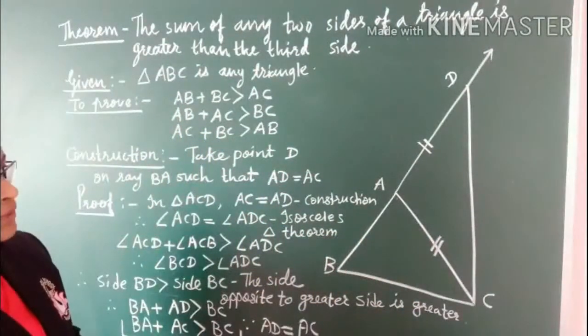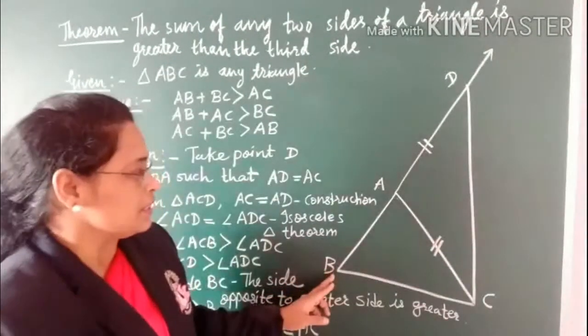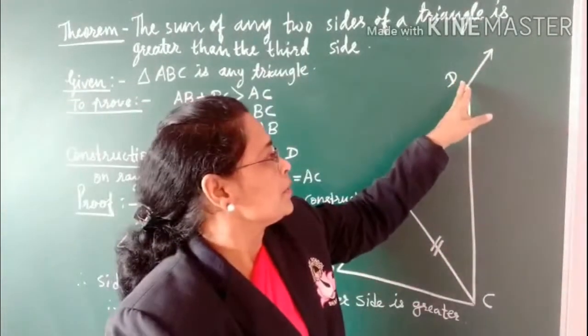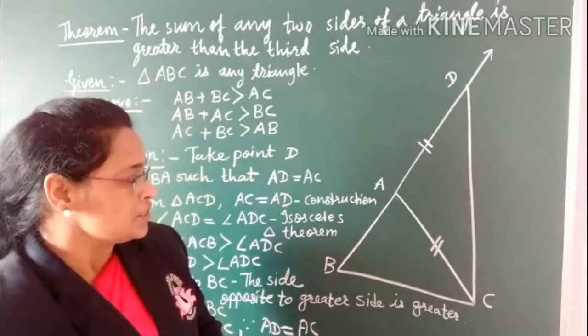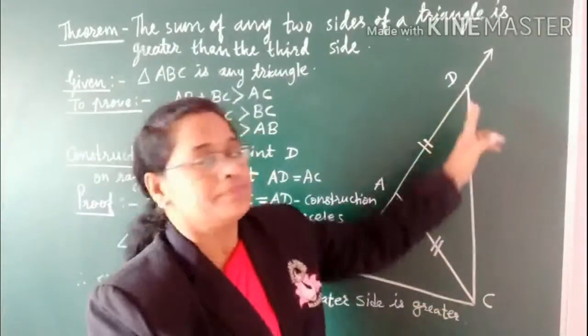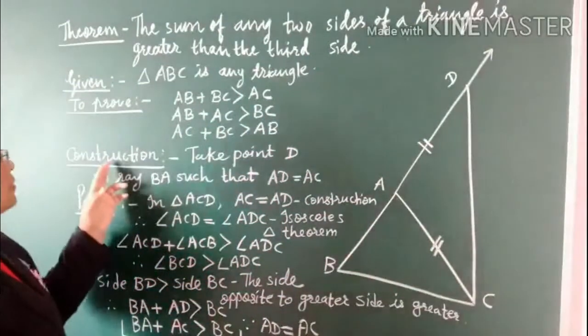For that purpose we have to do the construction. We have to extend side BA, and we have to take point D on that collinear line such that AC is equal to AD. So this is the construction that we have to do.